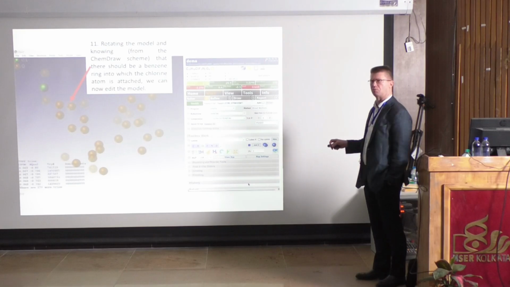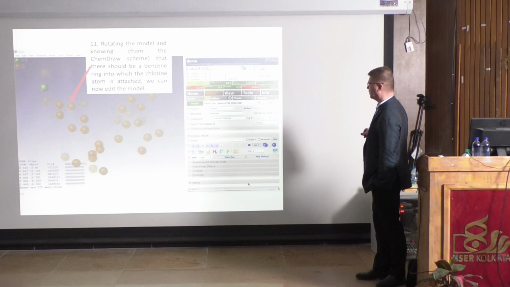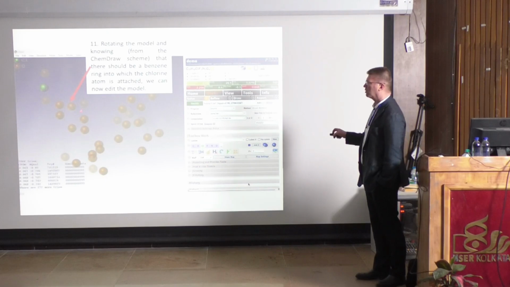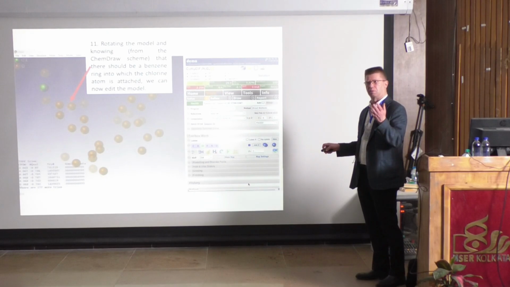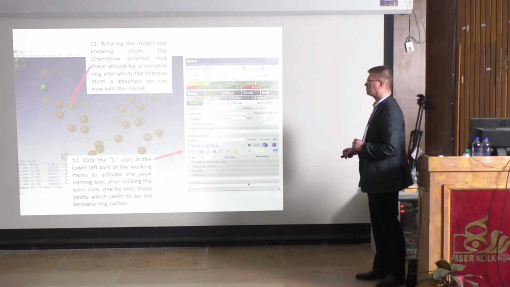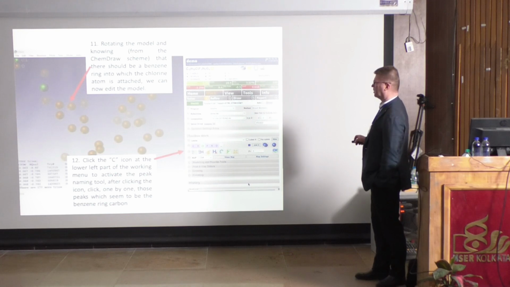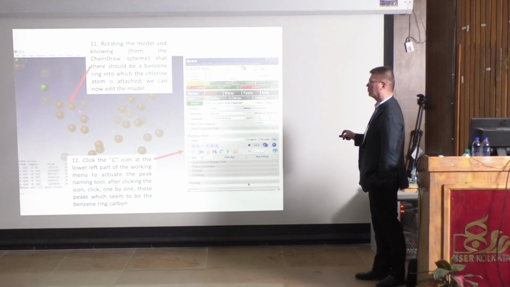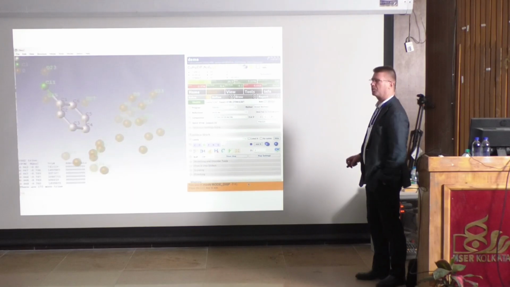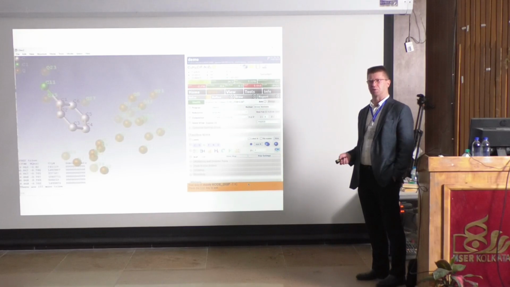We can now edit the model. Here we have possibilities now. You can see labels, carbon, hydrogen. We can use these and then start assigning the atoms, the brown balls, to an atom. So what we do, we click carbon here, and at the lower left of the working menu activate the naming tool, and after that, clicking one by one, we click 1, 2, 3, 4, 5, 6. And once we have done it, we have a benzene ring.